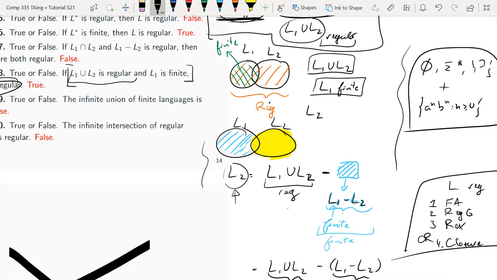Because you said earlier that the difference between two regular languages must be regular, which I didn't think was true. Oh no, it is true, because L1 minus L2 is equal to L1 intersect L2 complement. So this is regular, right? If L2 is regular, then the complement is regular. And regular languages are closed under intersection, so this is also regular. That makes more sense. Okay, thanks. Yeah, no problem.